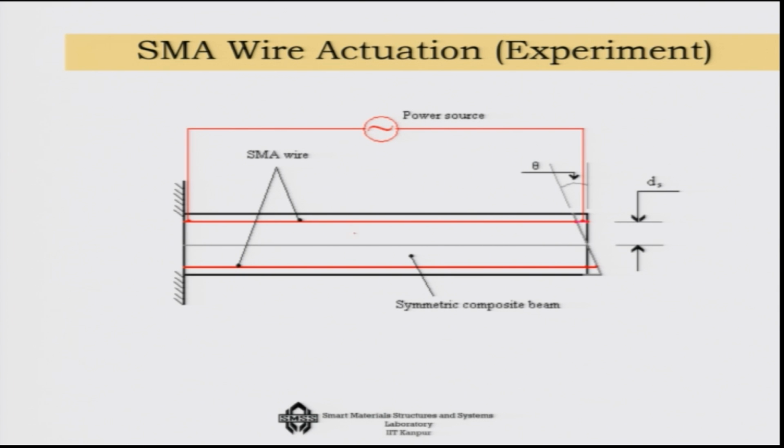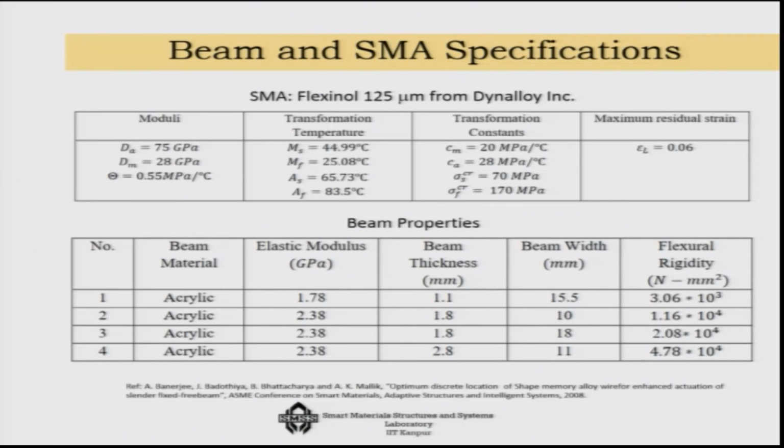So, here you have the SMA wires and you have a beam, and let us say you are applying power to the SMA wire. SMA wire can be inside the system or it can be outside the system. Let us say the offset here from the geometric midpoint, let us consider a symmetric beam, is about ds. We have considered various types of conditions here.